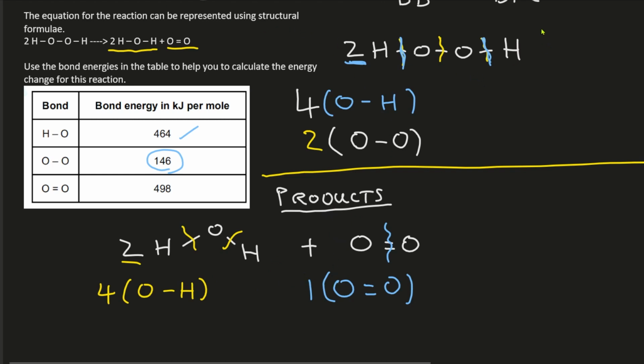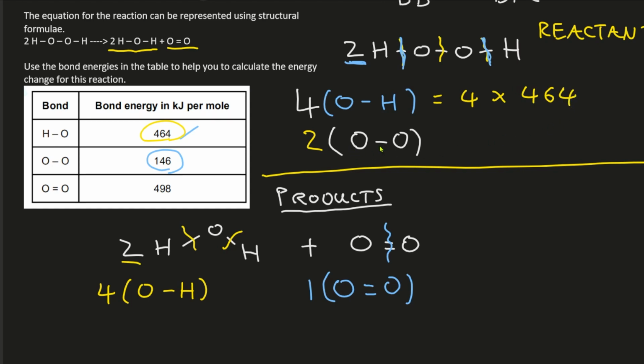So let's go back over here. These are, remember, the reactants. In this case, it's only one reactant that has been decomposed. So 4 times O-H is the same as saying 4 times 464. And 2 times O-O is the same as saying 2 times 146, which I've circled over here. Find the total of that, and that should give you 2418.